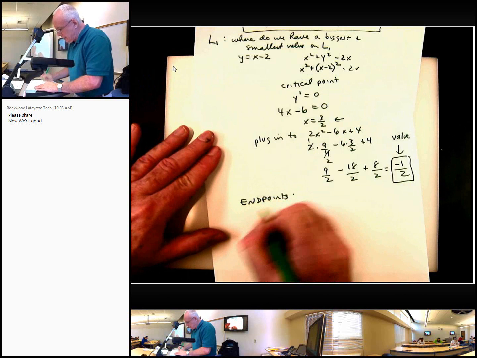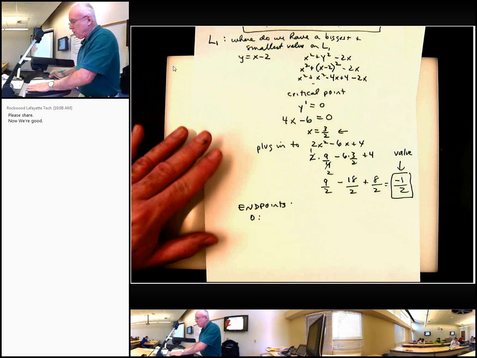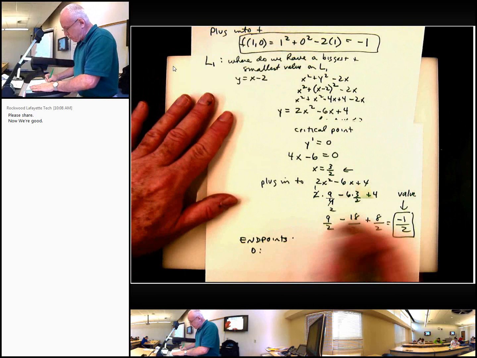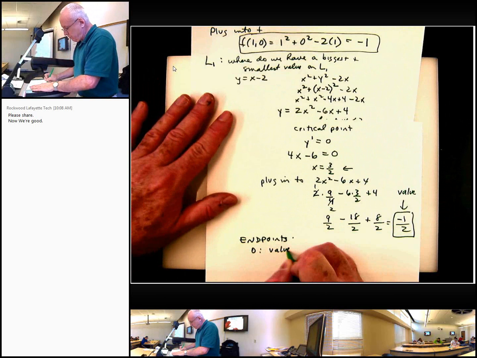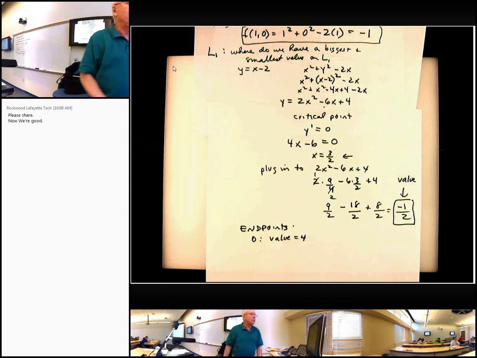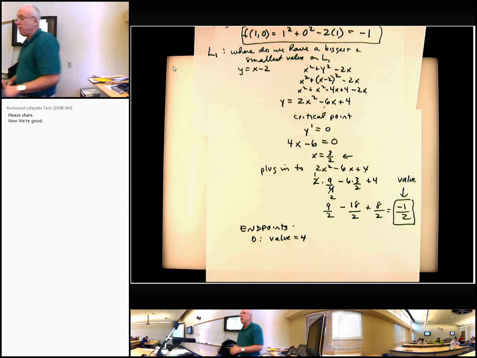So let's look at x equals 0. Well, let's see. That's going to be 0, 0. That's going to give us a value of 4. All right? So that's considerably bigger than the values we've gotten so far.